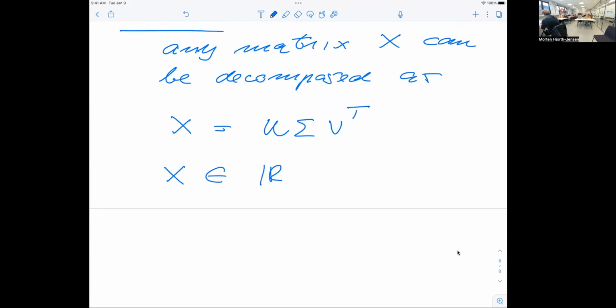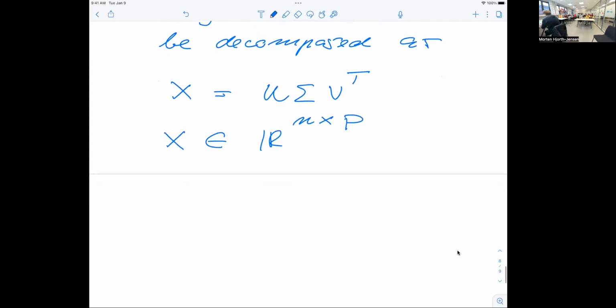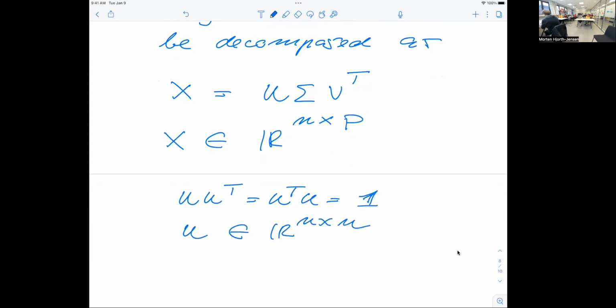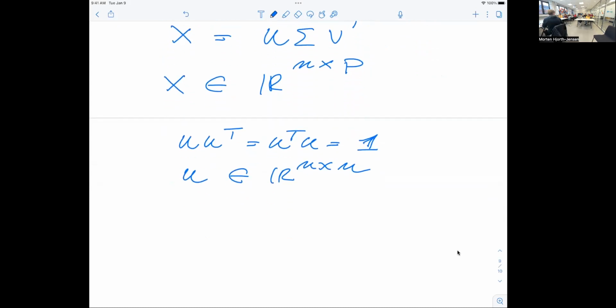So let's assume that this matrix X, as we defined earlier, is an n times p matrix. So n could be equal to p, but let's leave it like that. This could be our design matrix. And that means that we can have a matrix U, which is an orthogonal matrix. And this matrix U has dimensionality n times n. But these are orthogonal matrices. I guess you're familiar with orthogonal matrices, right?